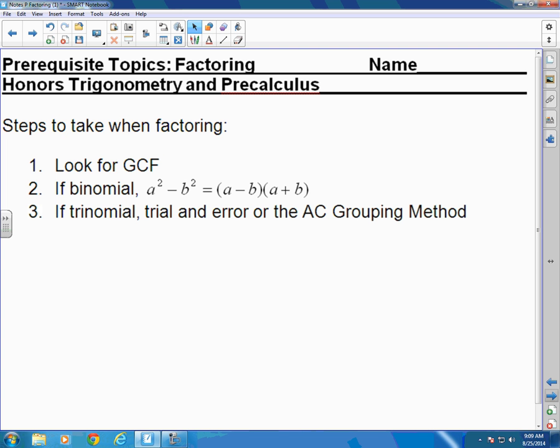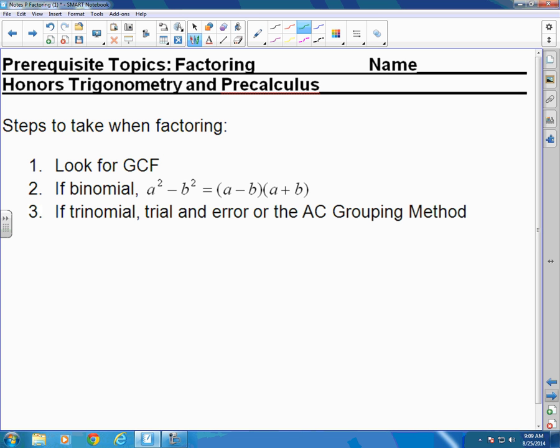So we want to talk about the 3 most common steps of factoring. The first thing that you always want to do is look to see if there is a greatest common factor. Is there something that you can take out of the problem? That has to be done first before you do any other kind of factoring. So look to see if they have something in common, the biggest value they have in common.